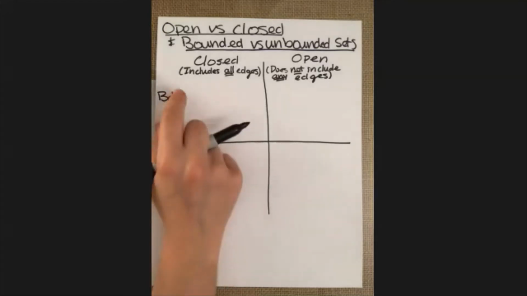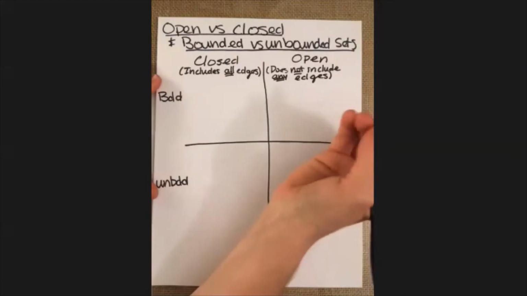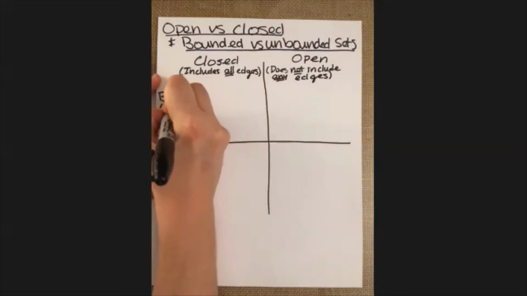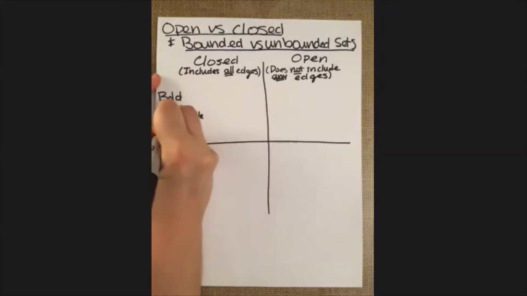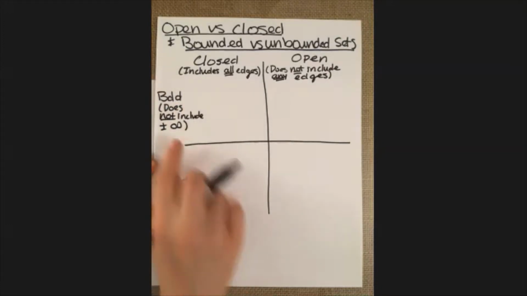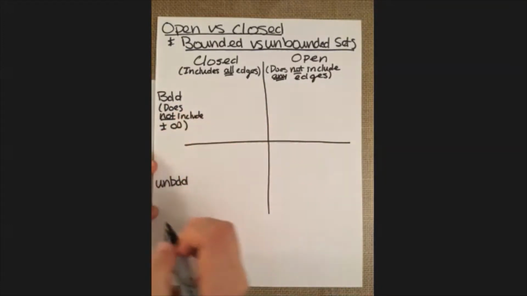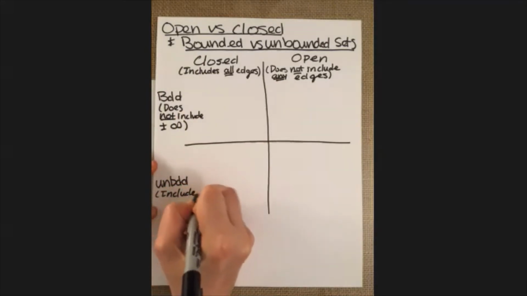And we say a set is bounded if it can't include any sort of positive or negative infinity. And we can say that a set is unbounded if it could contain either plus or minus infinity. It doesn't have to include both, just one or the other would suffice to make it unbounded.